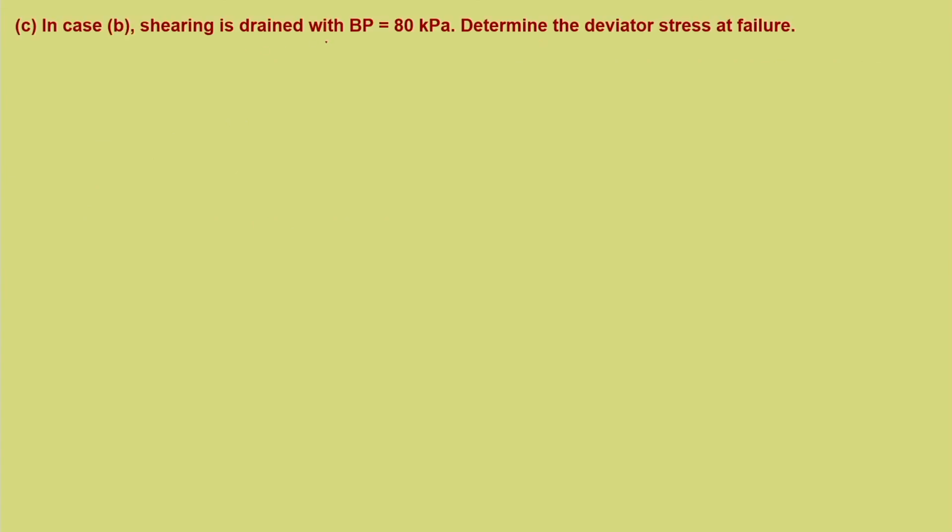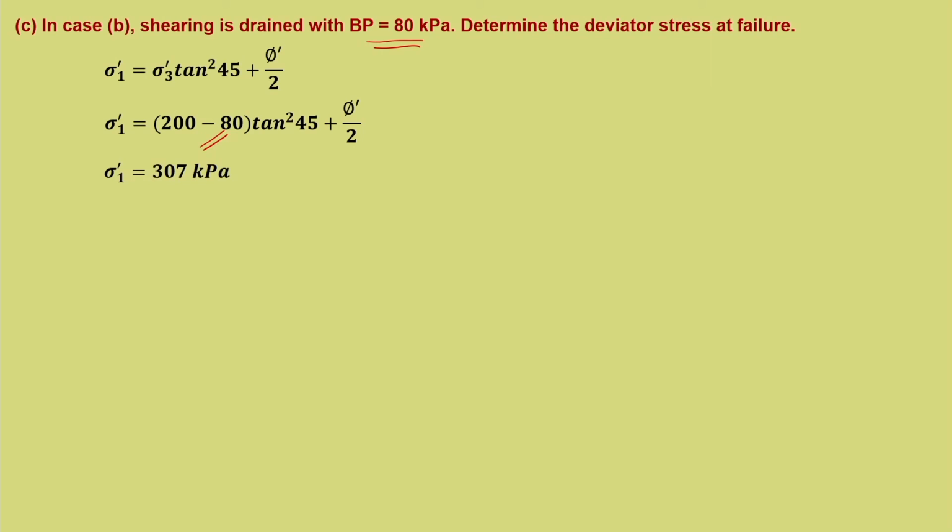In case 3, shearing is done, but there is a back pressure of 80 kilopascal. What will be the deviatoric stress? Same procedure, only thing is here sigma 3 dash changes. You need to find sigma 3 dash, and sigma 1 dash is 307 and sigma df is 187 kilopascal. So, that is all with this particular lecture.